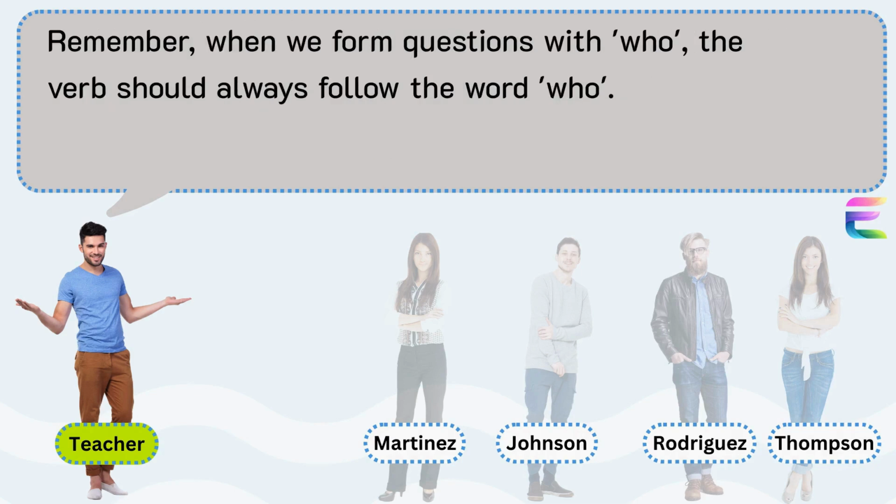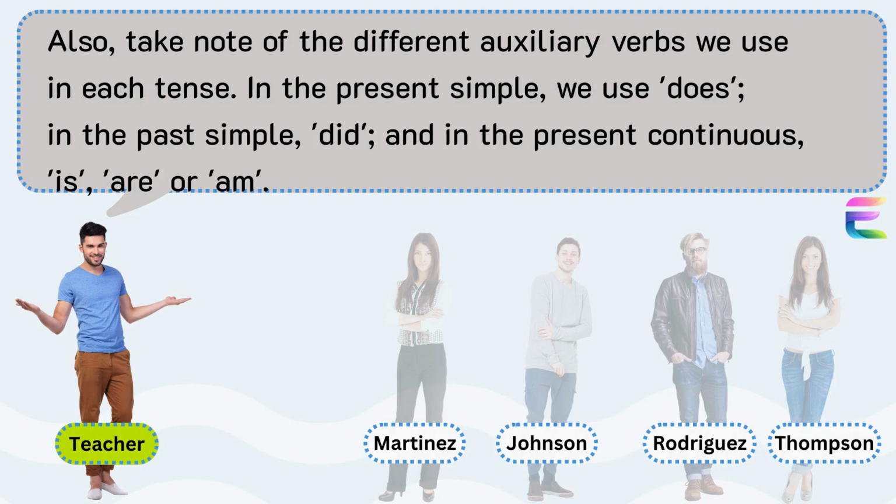Remember, when we form questions with who, the verb should always follow the word who. Also, take note of the different auxiliary verbs we use in each tense. In the present simple, we use does, in the past simple, did, and in the present continuous, is, are, or am.